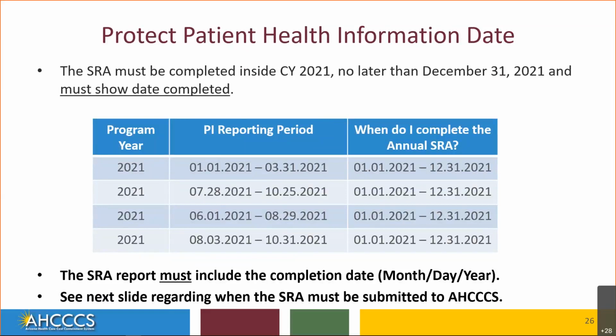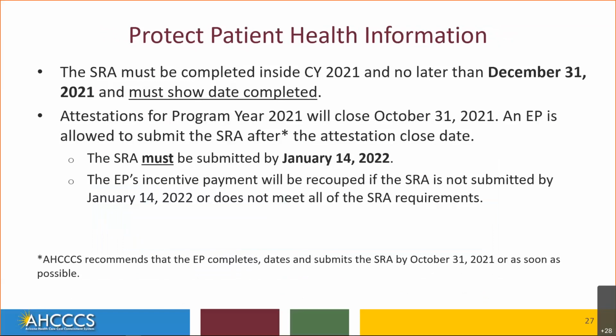And as you can see for all of the remaining examples, regardless of when that PI reporting period is, the provider has the option of completing the annual SRA between January 1st and December 31st, 2021. Keep in mind that the SRA report must include the completion date, the month, the day, and the year. And then the next slide explains when the SRA must be submitted to Access. For program year 2021, attestations will close October 31st, 2021.